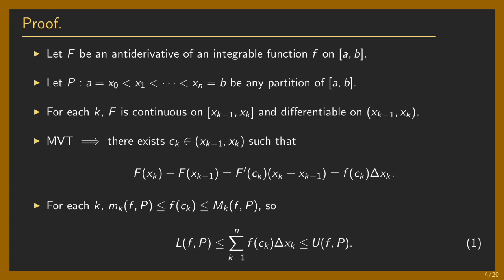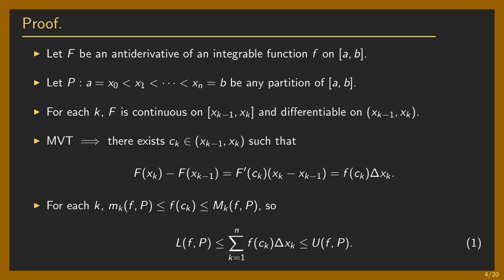Now, again, because big F is an antiderivative of little f, the derivative of big F is little f at every point in this interval. Therefore, this derivative F prime of c sub k is equal to little f of c sub k, and as you can remember, this quantity is denoted by delta x sub k. This is the length of the kth subinterval. Okay?